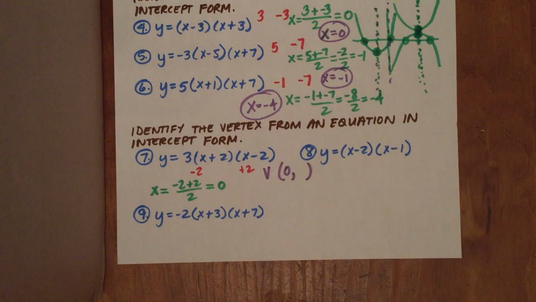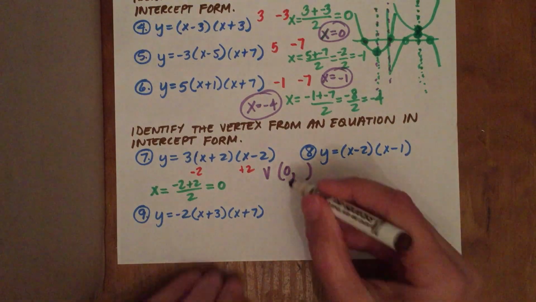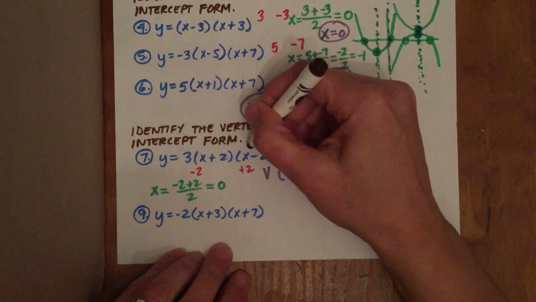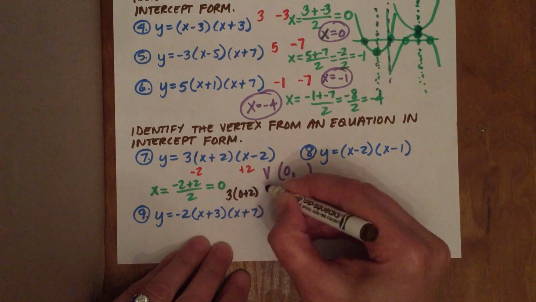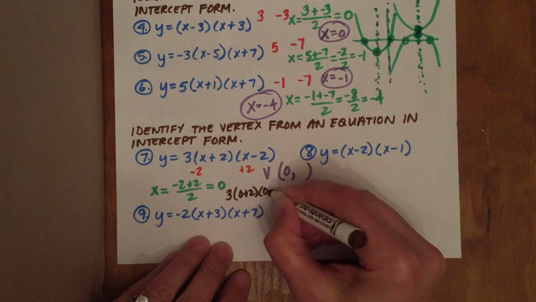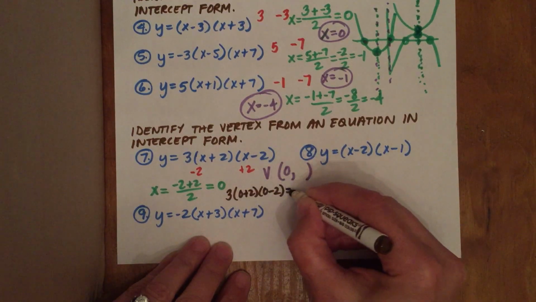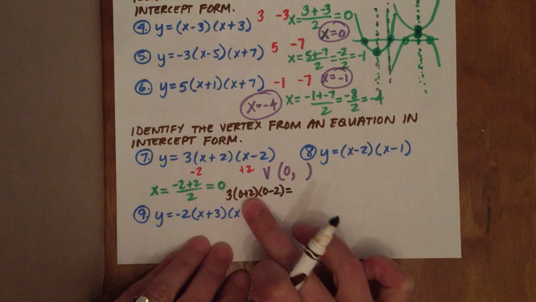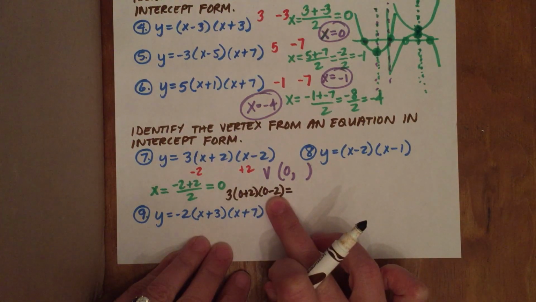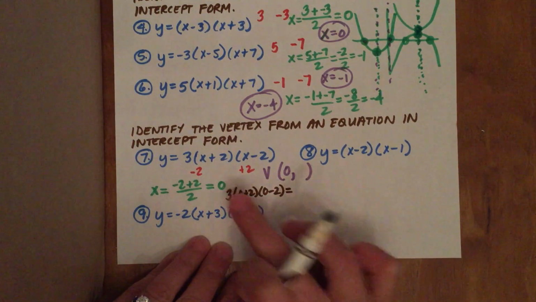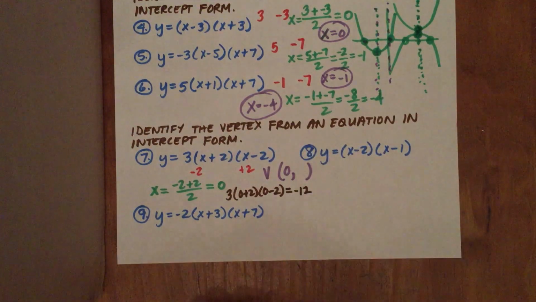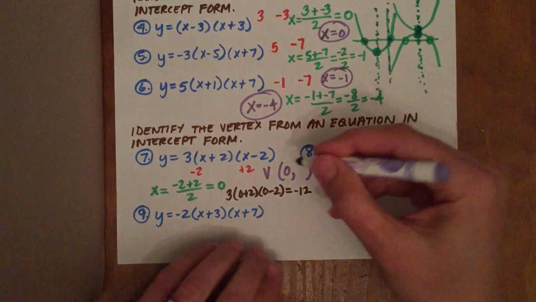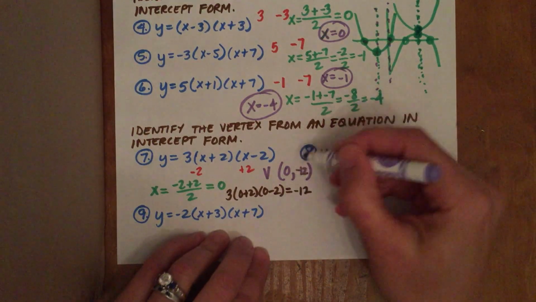So I'm going to plug into the equation. I'm going to take 0 and plug it in for x. So I have 3 times 0 plus 2 times 0 minus 2. And when I multiply that all out, I have 2 times negative 2, which is negative 4, times 3, which is negative 12. So my vertex for number 7 is at 0, negative 12.